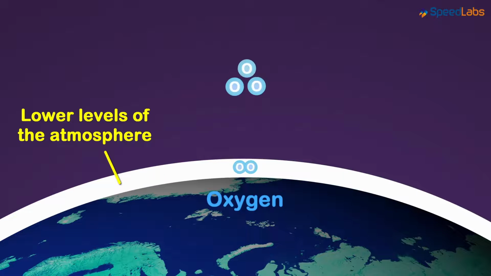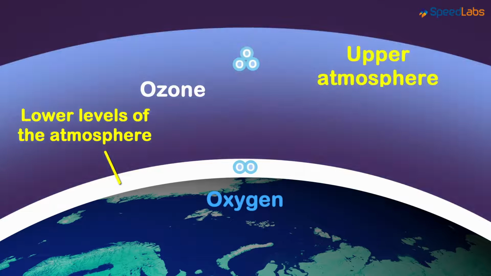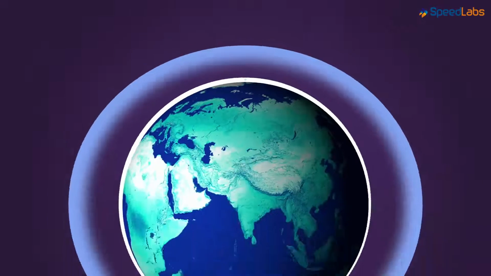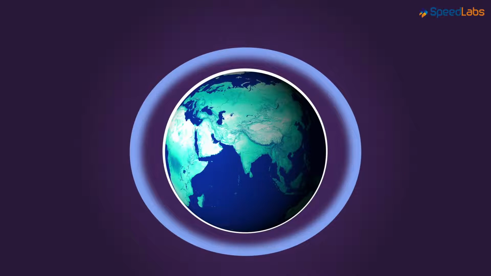What would a molecule with 3 oxygen atoms be called then? It's called ozone. Yes, it is a gas made up of 3 oxygen atoms, and it occurs naturally in the upper atmosphere. Aren't you curious to know how these molecules actually form in the atmosphere? It is quite simple to understand this formation.